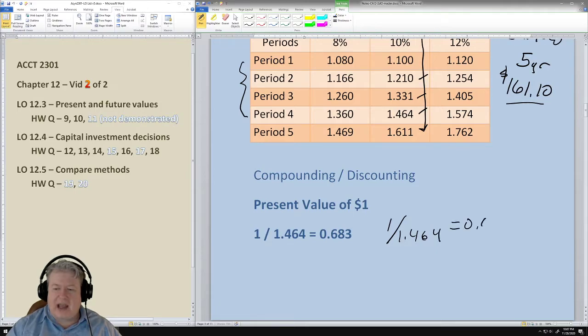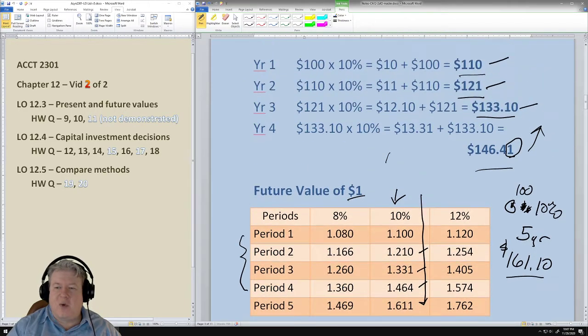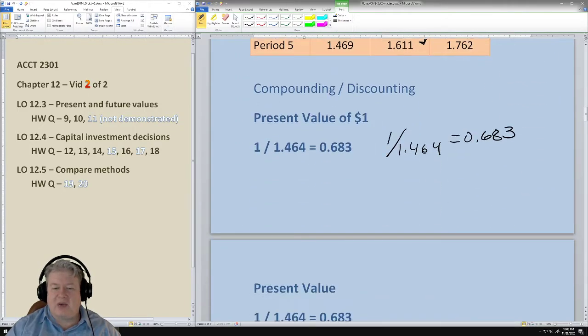In other words, I could take some number and say, if I need a certain amount of money in 4 years, rather than being specific to $100 or 146, if I need some number, I would just take 1 over this number, or 100 over this number. And that's what the present value table is.